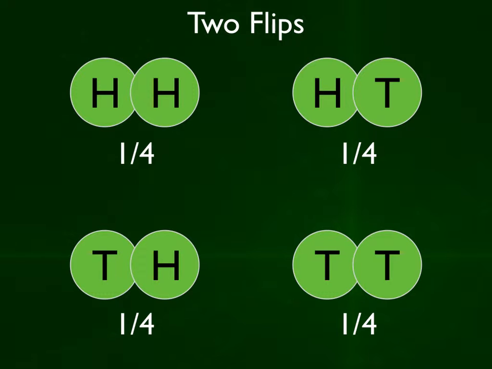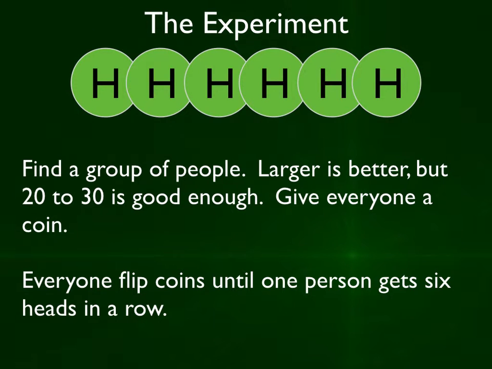This makes certain outcomes that don't look random much more probable than people realize. You can see this for yourself. Find a group of people, larger is better, but 20 to 30 is good enough. Give everyone a coin, and everyone flips coins until one person gets 6 heads in a row. Will you have to wait forever? The answer is no, and let's see why.